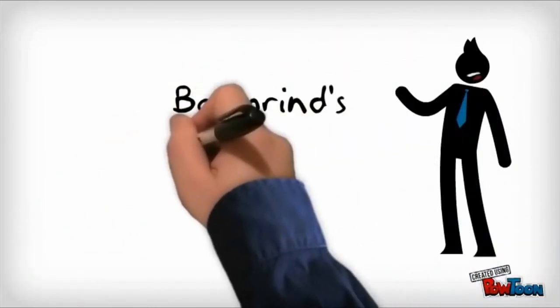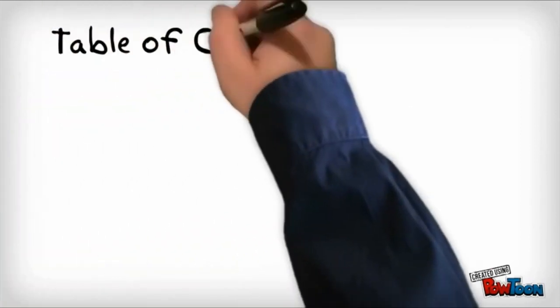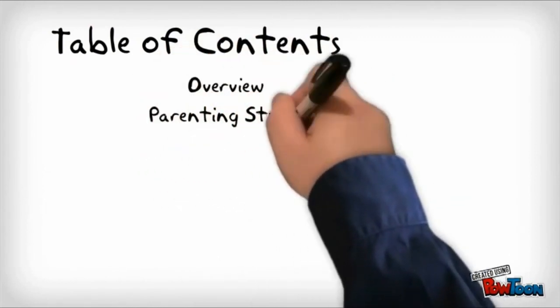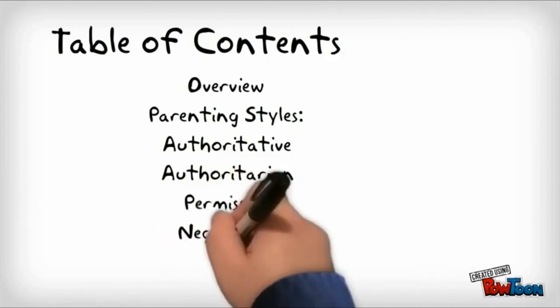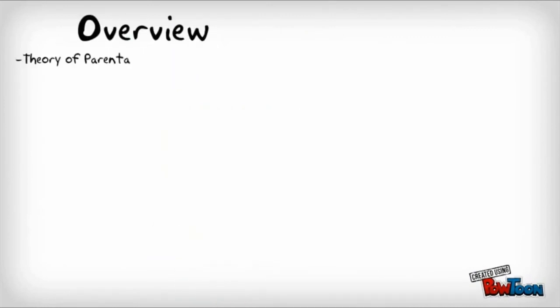In this video about Baumrind's theory of parental styles, there'll be a quick overview of the theory, and then it'll go in depth explaining the four parental styles: authoritative, authoritarian, permissive, and neglectful. In the end, we'll show some examples of each type.